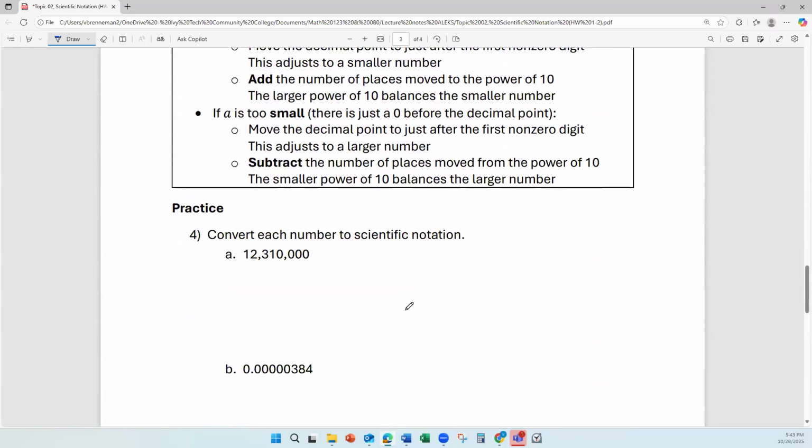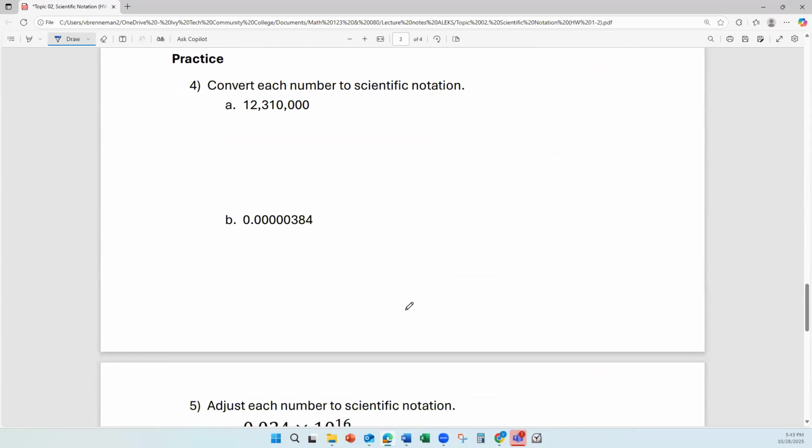Then practice number 4, converting to scientific notation. We put the decimal point always after that very first non-zero digit. So this is going to be 1.231. Keep all non-zero digits. And if there's a 0 between non-zero digits, keep that as well. But once it's all zeros, you don't need to write them anymore. But don't do any rounding off of those non-zero digits that are there.